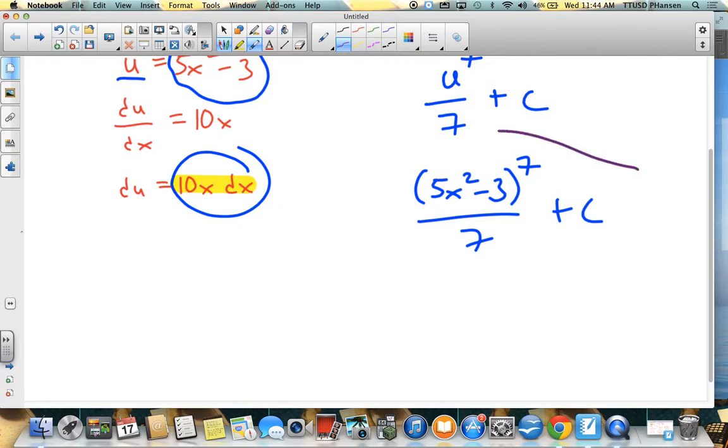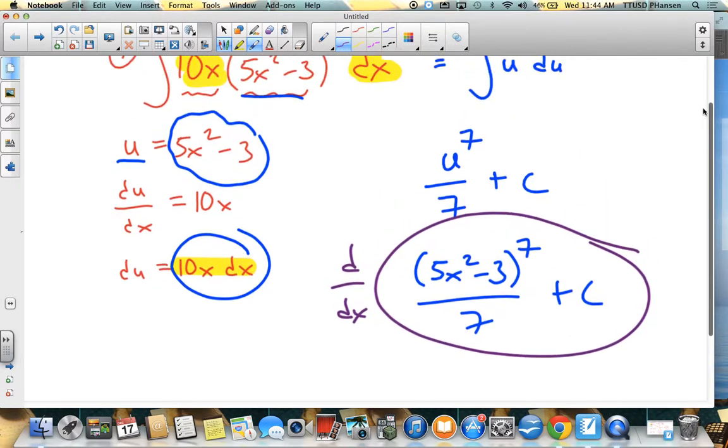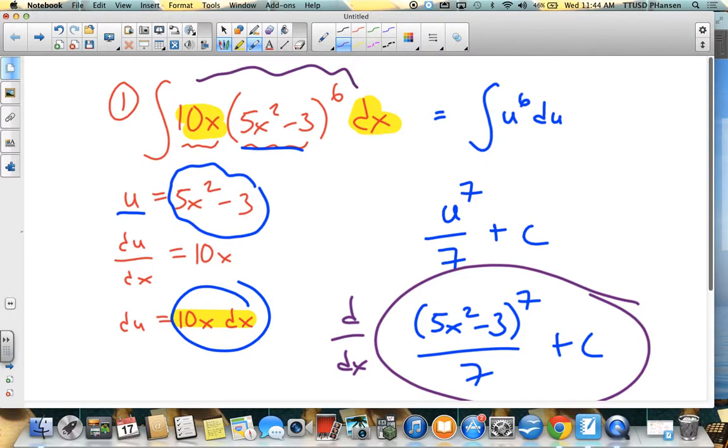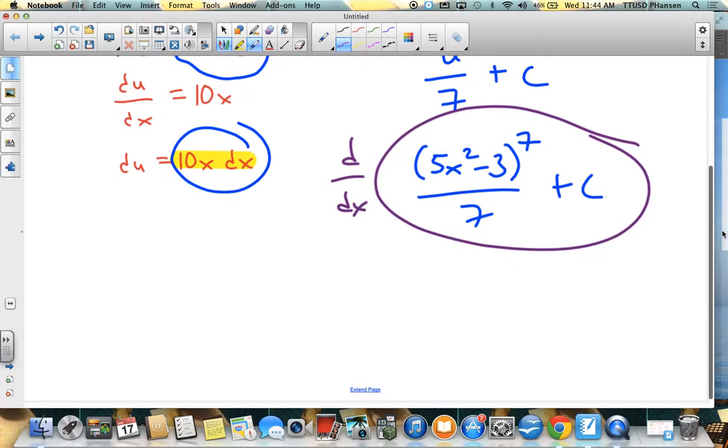If I now take the derivative of this, I should get this. And if I don't, then something's wrong. So to take the derivative of that, I would think about it and just rewrite first: 1/7 times (5x squared minus 3) to the 7th plus c.